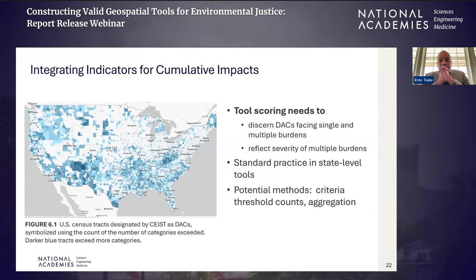This figure here on this slide is showing disadvantaged communities based on the number of CEJST categories that are exceeded by the threshold. So by categories, again, categories of health, climate, transportation, energy, et cetera. And just by using what is available in the existing CEJST structure, you can arrive at a different spatial distribution of potential prioritization of places. Here, the darker colors represent places where there's more than one category that's been exceeded. And doing such cumulative scoring allows you to better discern the communities facing single and multiple stressors. It's used in other tools, and we outline some potential ways to go about it. Next slide, please.